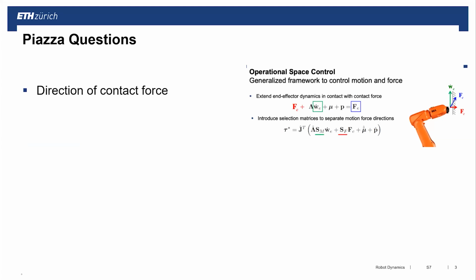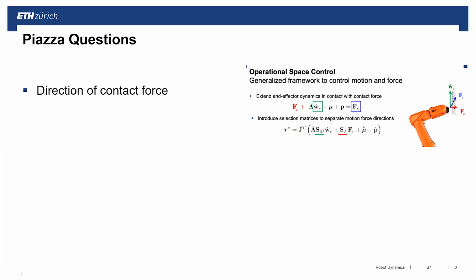First one was, one more time, related to what is the direction of the contact forces and when do we put a positive sign, negative sign, whatever. And I try to clarify this one more time here with an example of this single arm and also with the formulation of operational space, because I think here we see it very nicely.